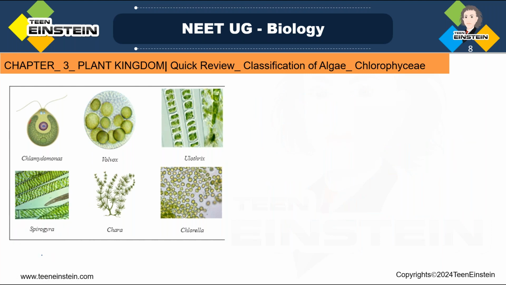Then the multicellular thalloid forms, or parenchymatous. We can say some algae are multicellular in length and width. For example, Ulva.